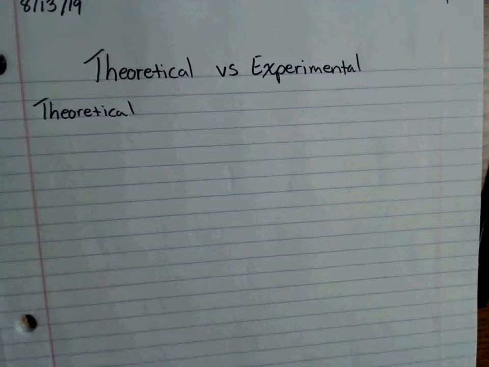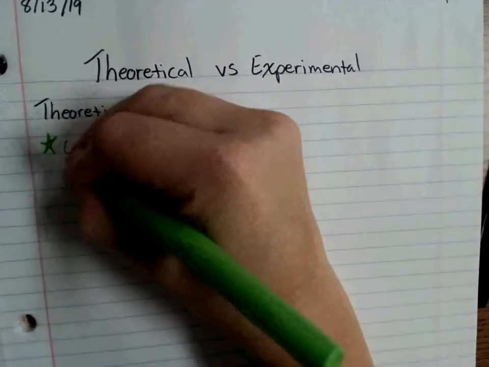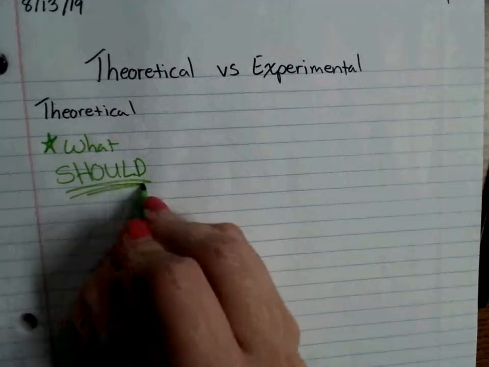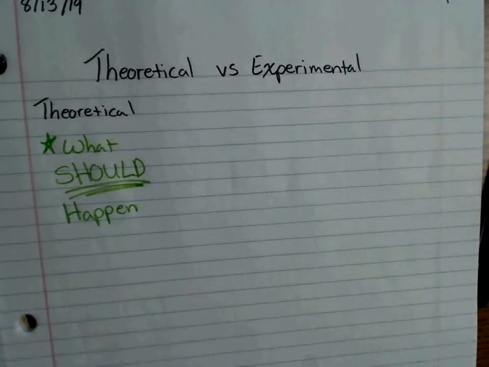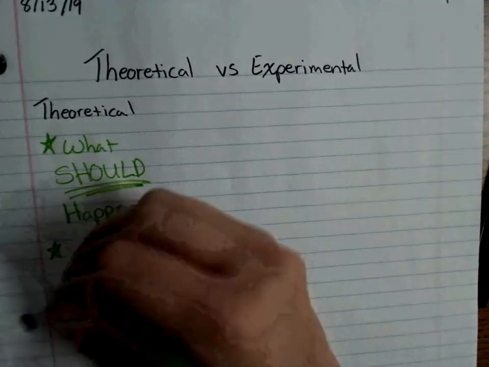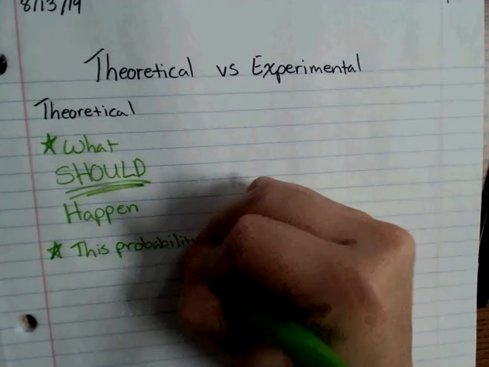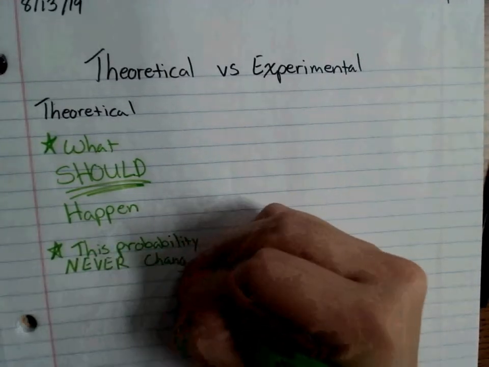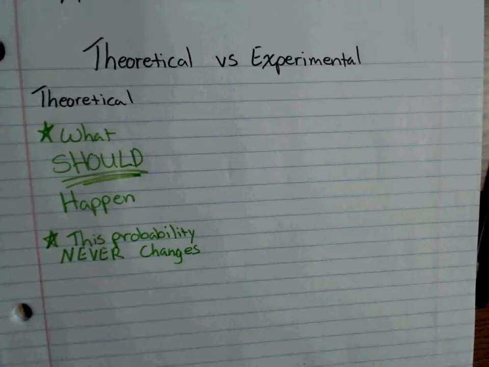So that's what I want you guys to write down right now. With theoretical probability, we indicate this as what should happen. That's a really important thing. And what's also very important for you to understand is that this probability never changes. The probability of flipping a single coin and landing on heads is always going to be 1/2. The probability of rolling the die and landing on a 4 is always going to be 1/6.